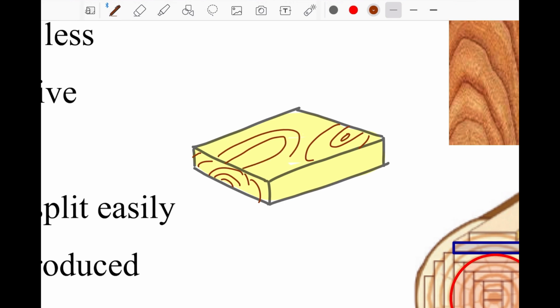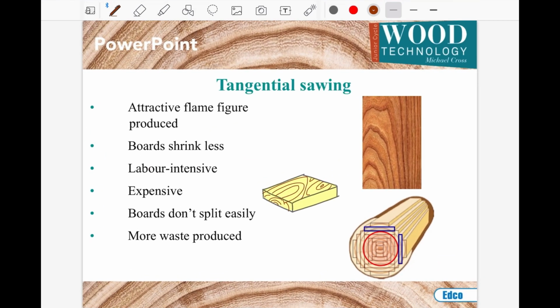But the other thing that you didn't realize you were drawing when you were drawing it is you were drawing in this flame figure. Now, what's flame figure? Well, you're seeing it there in that picture. See the way the grain curves like little parabolas up through the timber. And it's only with tangential sawing, or at least it's most often with tangential sawing, that you get this attractive flame figure. So in terms of keywords, it's called flame figure. So that's a keyword. So tangential sawing itself is a keyword, key phrase. So we get this attractive flame figure.